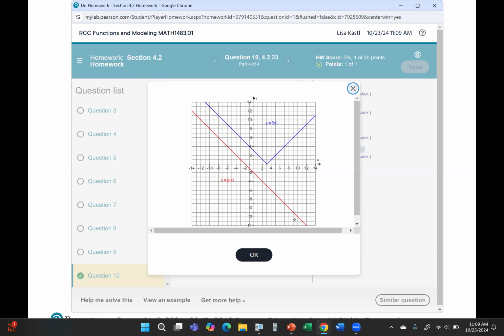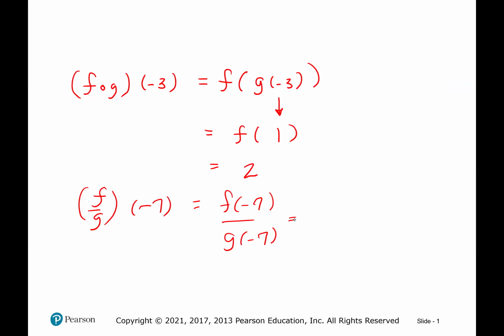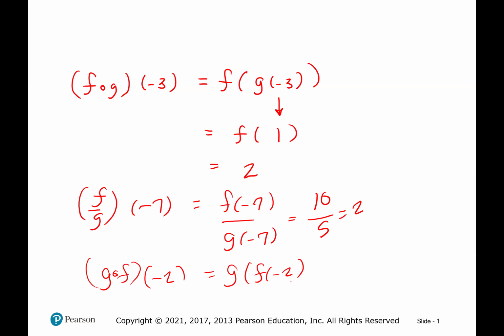And then g at -7. Go over to -7, go up to g. Is that 5? So 10 over 5 is 2. So this was 10. That was 5. So that is 2. And then the last one is g composed with f of -2, which is g evaluated at f of -2. So I need to figure out what f of -2 is.